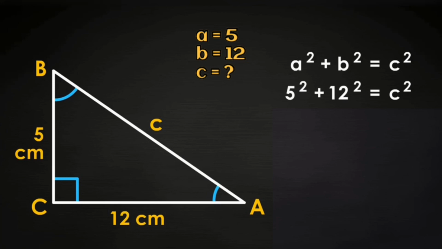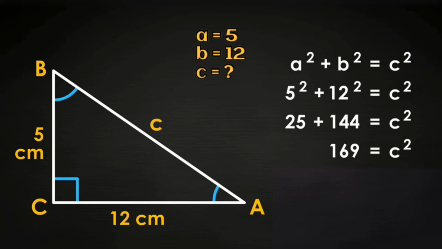So we have 5 squared plus 12 squared is equal to c squared. 5 squared is 25, 12 squared is 144. So we have now 25 plus 144 is equal to c squared. 25 plus 144, that is 169. So 169 is equal to c squared.